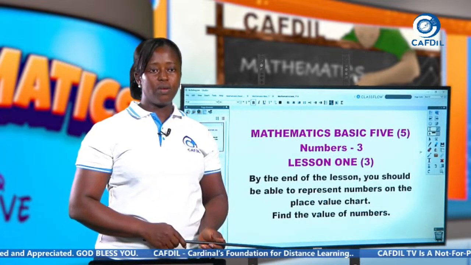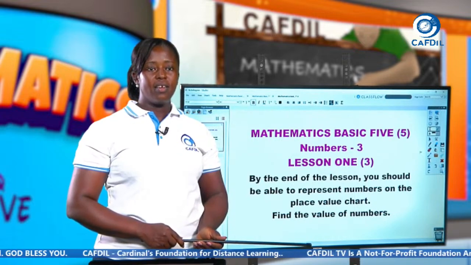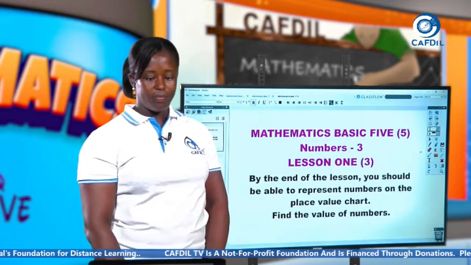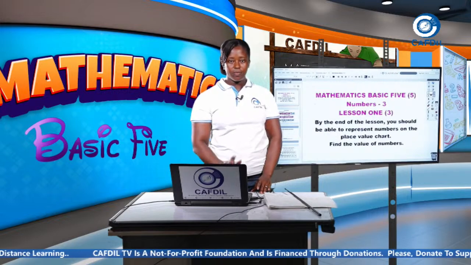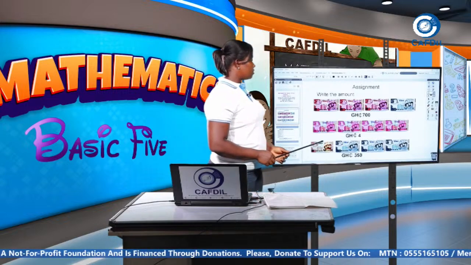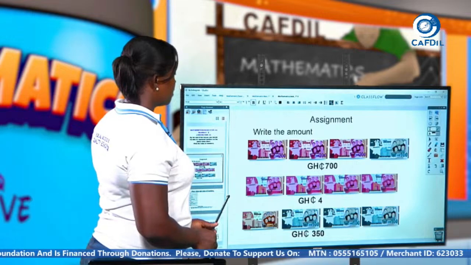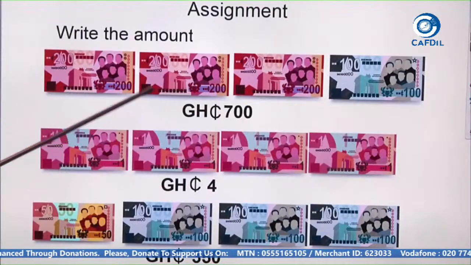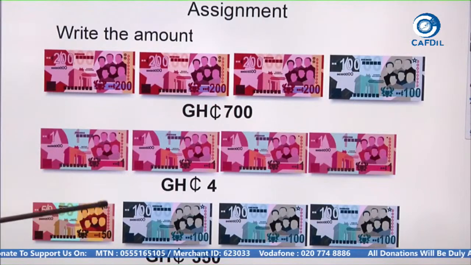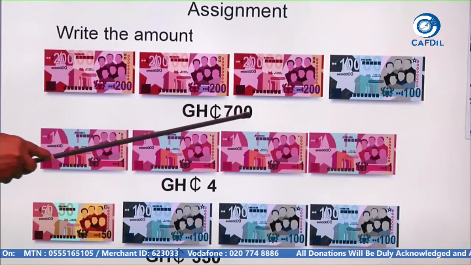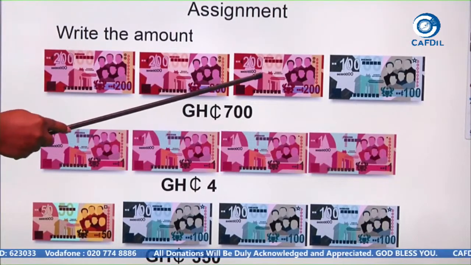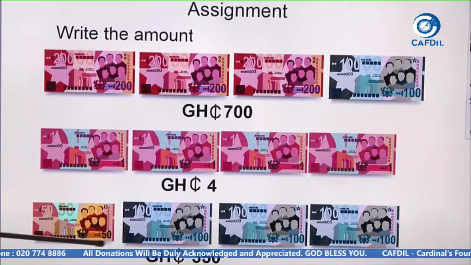Before we move to the main lesson, you are given an assignment. Can we have a look at it? You are to write the amount. These are the token currencies: 200, 200, 200, and then 100. I hope when you added everything, you had 700. That's good. So 200, 600, and then plus 100 will give you 700.